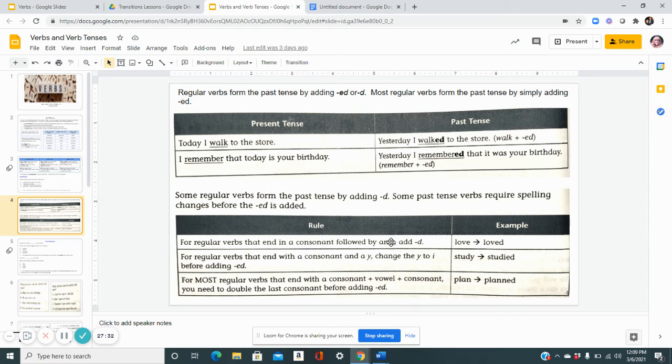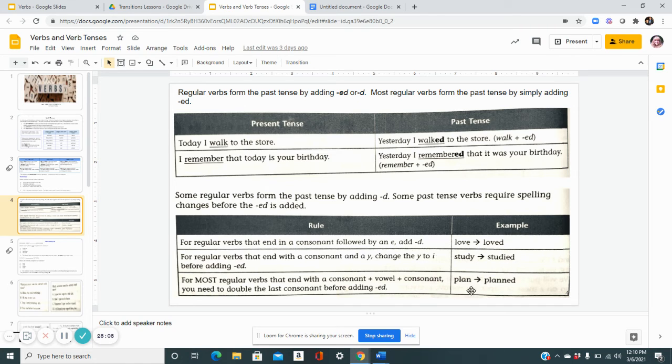I want to show you on this page that there are some spelling rules for regular verbs when you add ed. For most verbs, if it ends in a consonant, you just add ed. A consonant is any letter other than A, E, I, O, U, which are vowels. If you have a verb that ends with an E, you just add D. If you have a verb that ends with a consonant followed by a Y, you change the Y to an I and add ed.